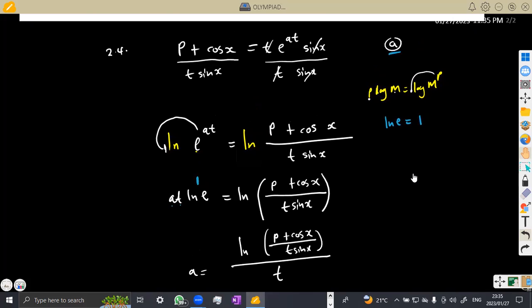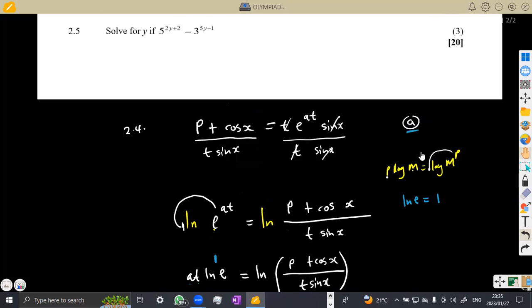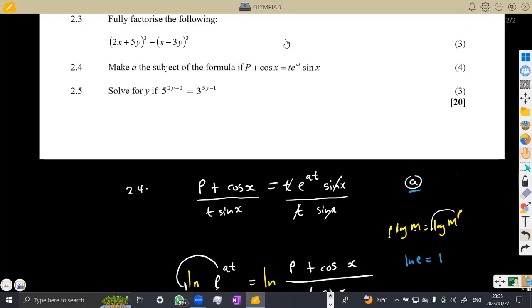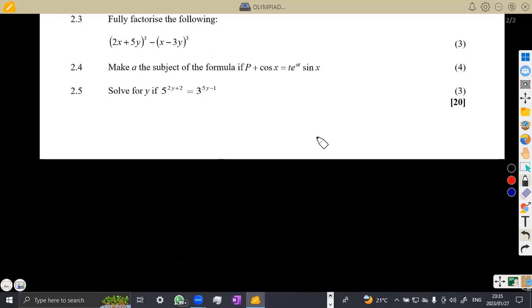I encourage you to work as many questions as possible. Okay, so let's check the other part of the question. That was question 2.5. Okay, question 2.5. Let's see what we are given.